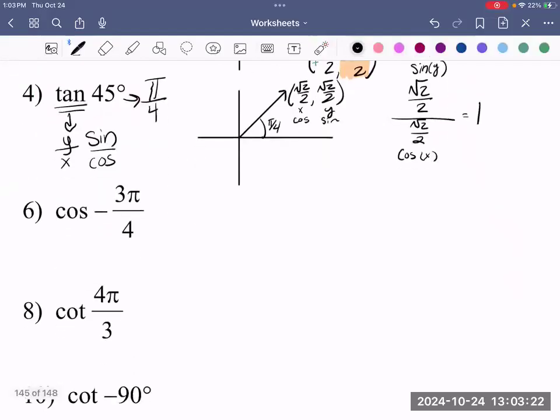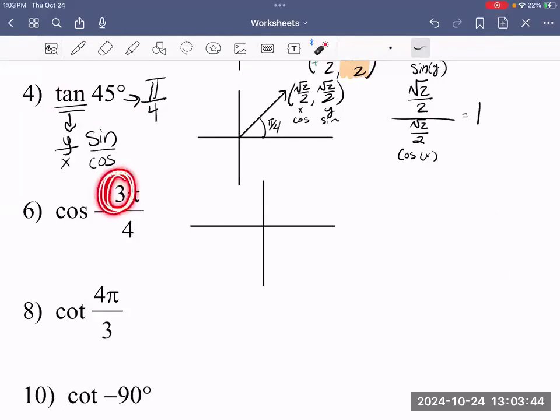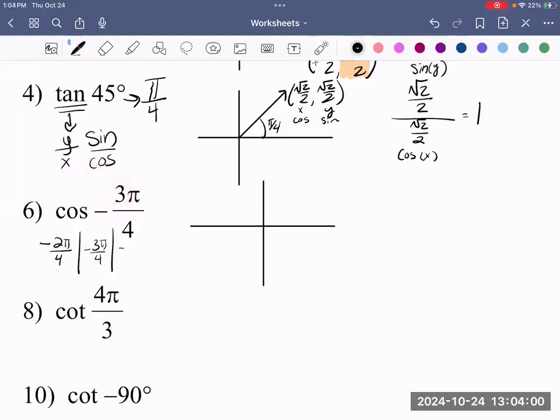Now we have cosine of negative 3 pi over 4. Now because it is negative, we are going to be going in the clockwise motion. So there's many different ways of figuring out where this is located. One such way that I like to do is understanding that, okay, well, if we have the number 3, let's sandwich this 3 on either side. So what is one number that is directly less than 3 and directly above 3? Well, that would be negative 2 pi over 4. Negative 3 pi over 4 is the middle. And then negative 4 pi over 4.